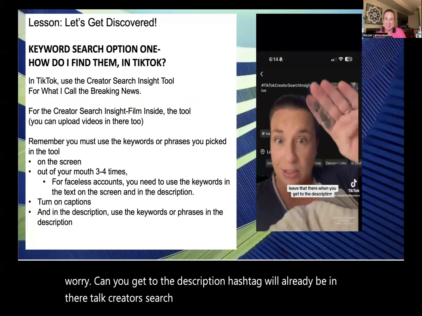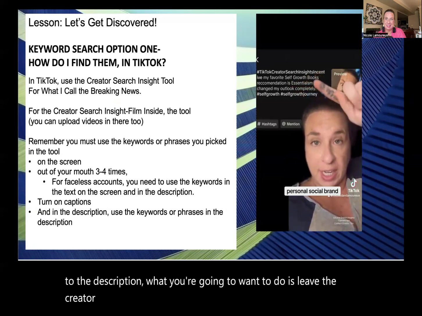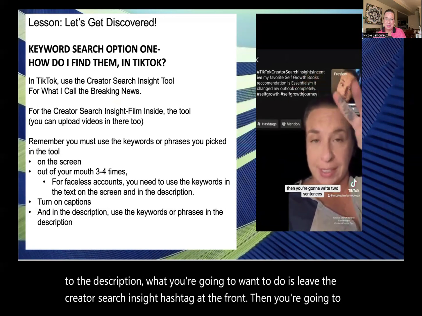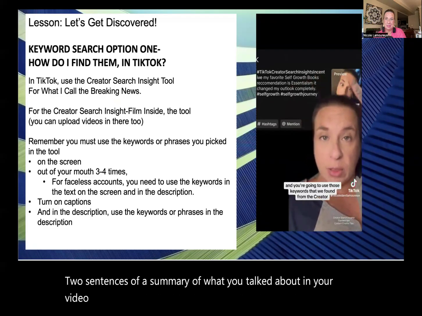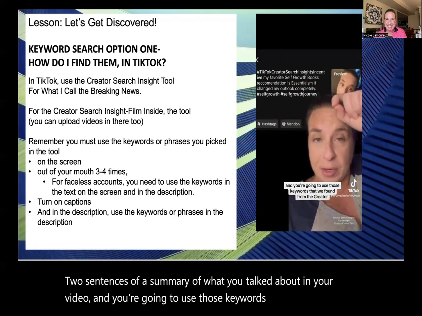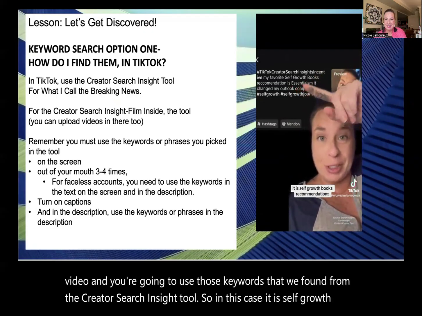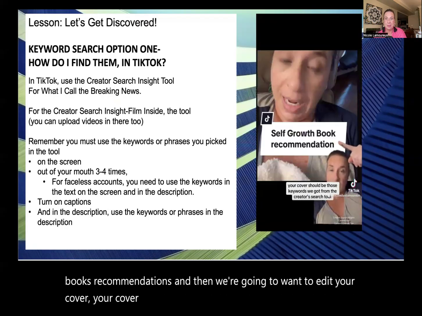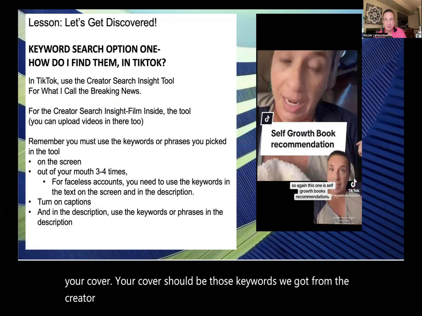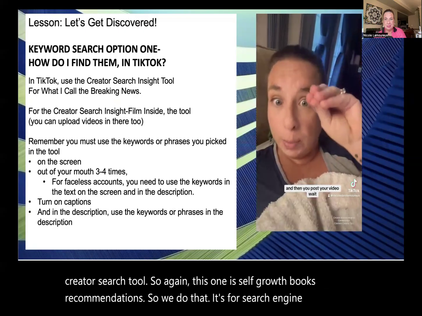Insight, keep that there. When you get to the description, what you're going to want to do is leave the Creator Search Insight hashtag at the front. Then you're going to write 2 sentences of a summary of what you talked about in your video, and you're going to use those keywords that we found from the Creator Search Insight tool. So in this case, it is self-growth books recommendation. And then we're going to want to edit your cover. The cover should be those keywords we got from the Creator Search tool. So again, this one is self-growth books recommendation. So we do that, it's for search engine optimization, and then you post your video.